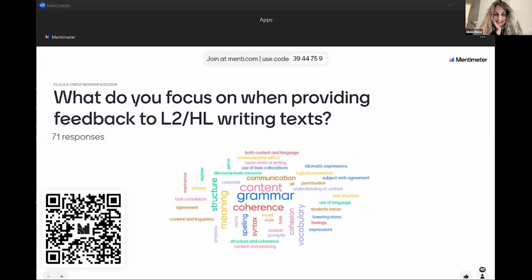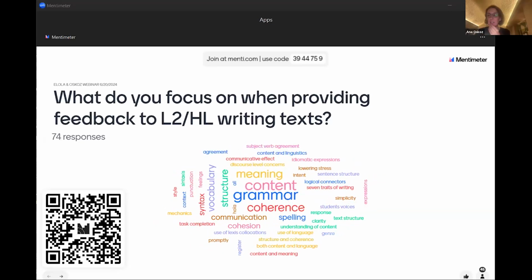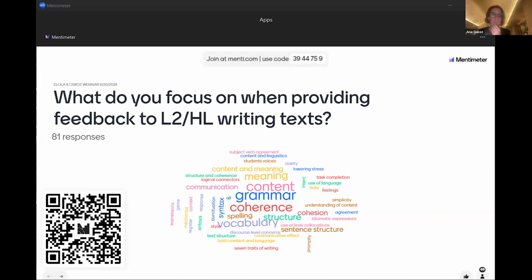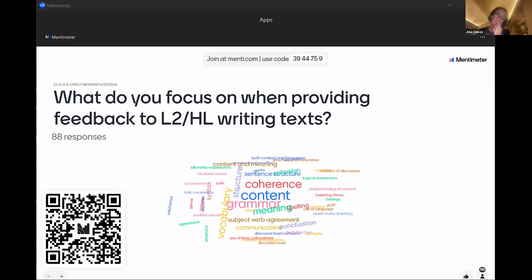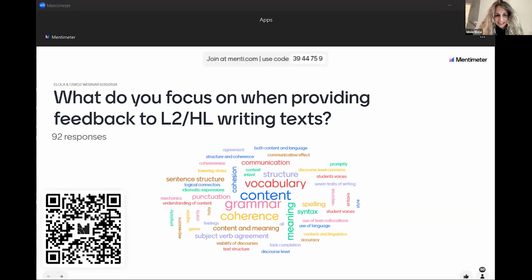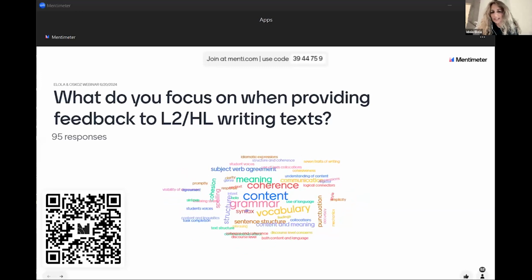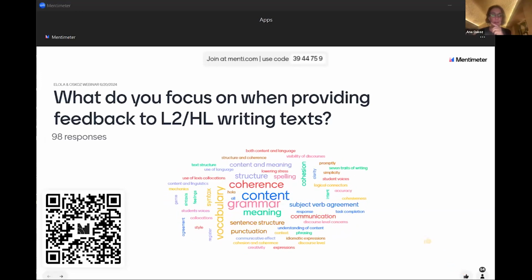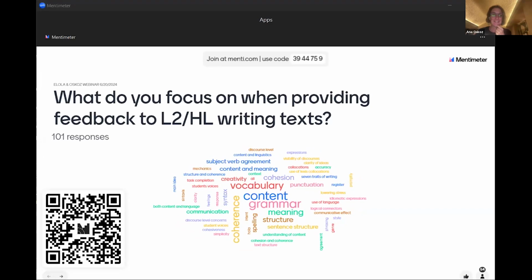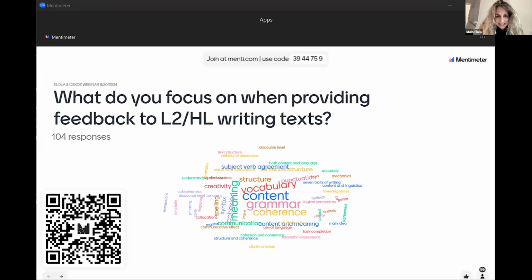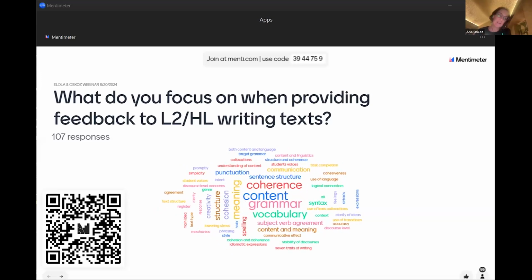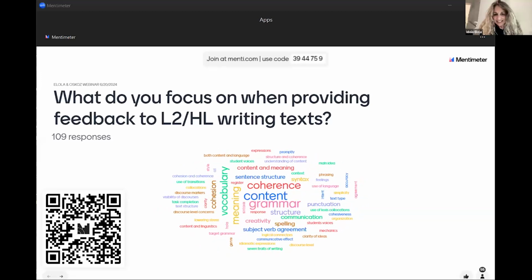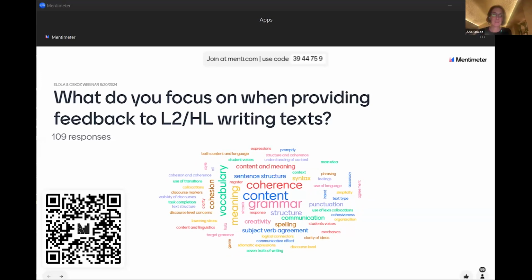Mechanics. We have some people on the chat, vocabulary, communication. All right. So still content and grammar are winning. Yeah, but coherence is pretty close. Yeah. Sentence structure, subject, verb, and agreement. Creativity, that's fantastic too. Meaning. Vocabulary is also very strong. Coherence, I think is in the chat. Syntax. Oh, this is a beautiful word cloud.